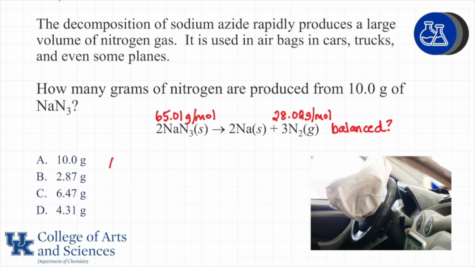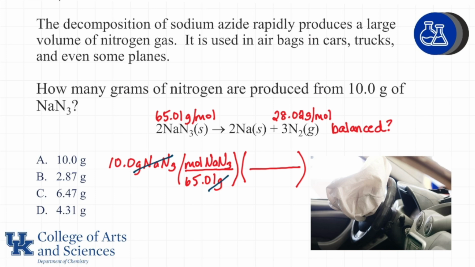Now we look for our starting point, which is our 10 grams of NaN3. We need to convert this to moles so we can use our mole to mole ratio. Therefore, we divide by 65.01 grams per mole of NaN3. Cancel out grams. Next, we have 2 moles of NaN3 to 3 moles of N2, and that mole to mole ratio comes from the balanced chemical equation. Moles of NaN3 cancel out.